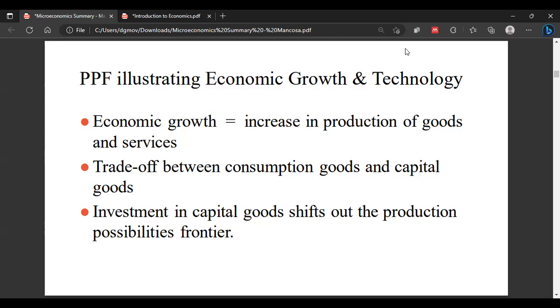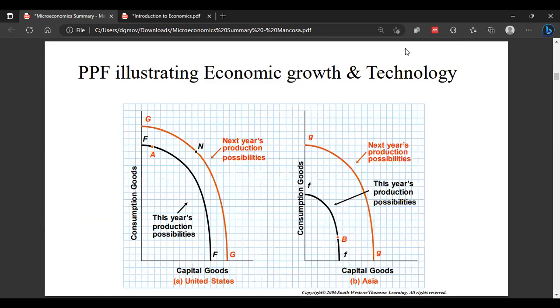So in an economy, you have to choose whether you produce consumer goods, what individuals are going to consume, and find a balance between producing capital goods, the goods that are used in the production of other goods. So the investment in capital goods will enable the PPC to shift outwards. What is a shifting outward of the PPF? It simply means you can produce more with the same resources.